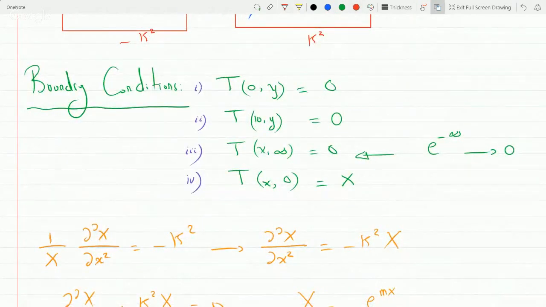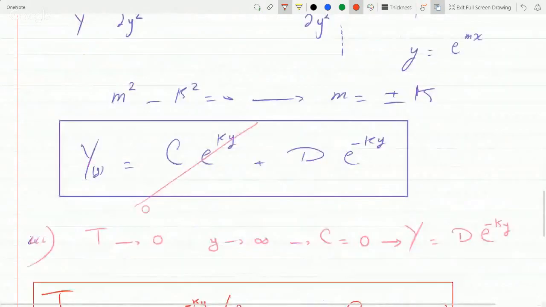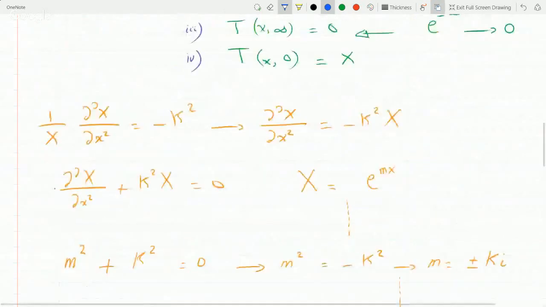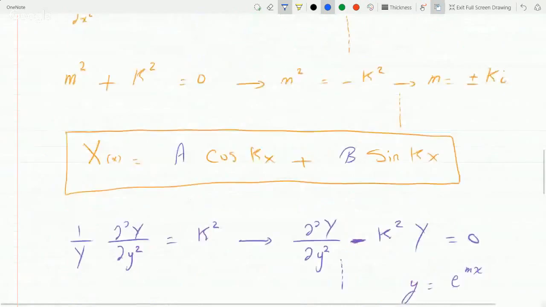Now we'll go to the other boundary conditions. We've already used the third one. This is also saying that when x equals 0, the answer should be 0. The first boundary condition. So let's go to the first boundary condition. Boundary condition number 1 says that T at x equals 0, y, equals 0.